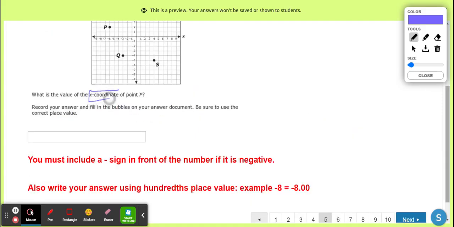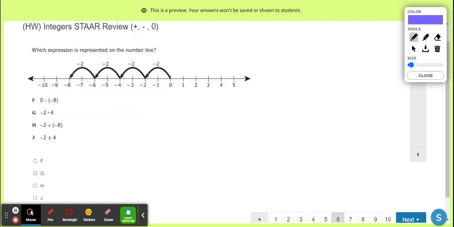Now, the x coordinate only of point P. It doesn't say xy, just x coordinate. So I'm going to go over here to point P and go over to the x coordinate, and we're going to graph that. Put whether it's positive or negative, and then put the number, decimal 00.